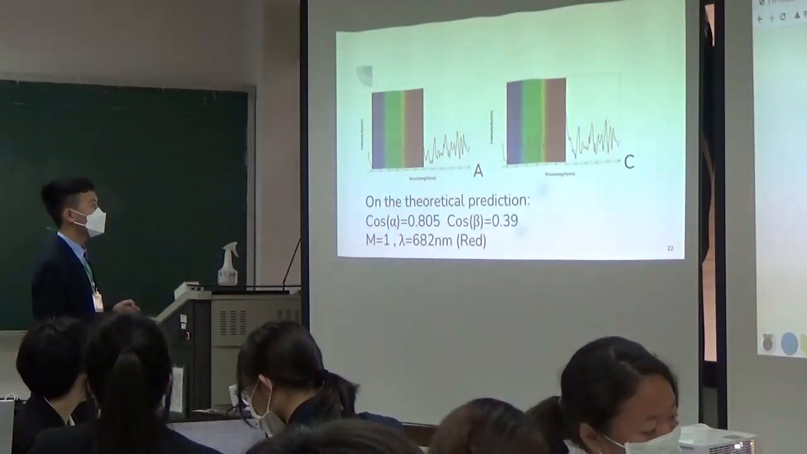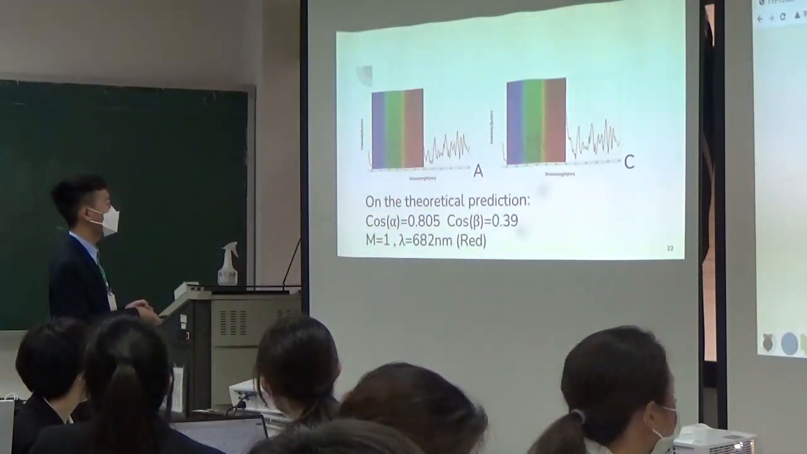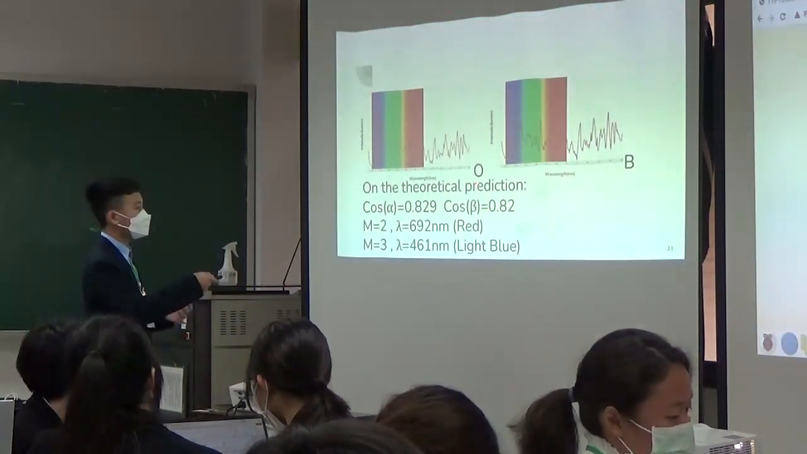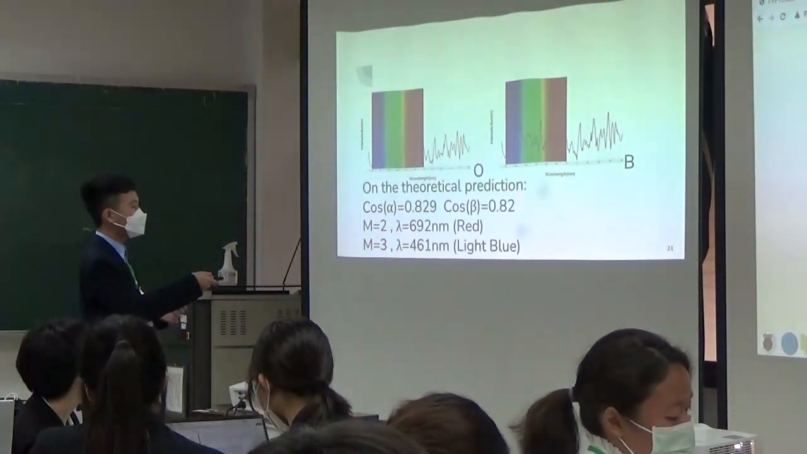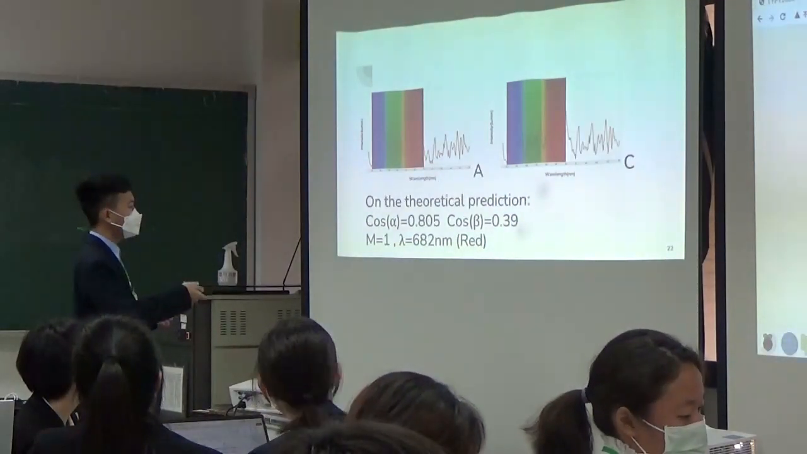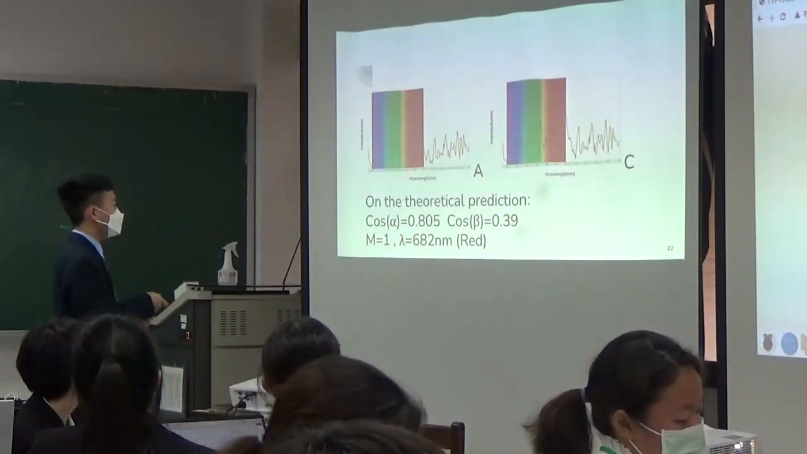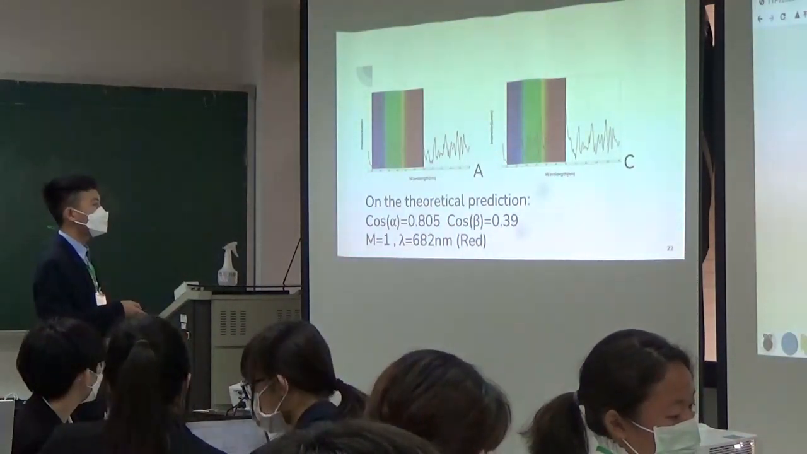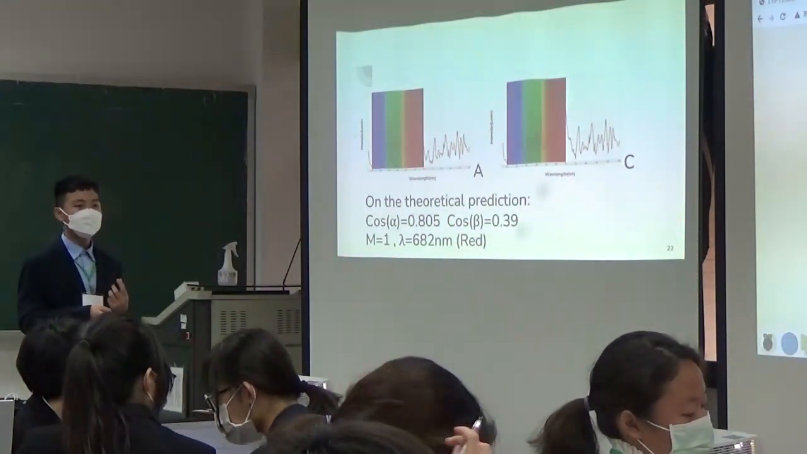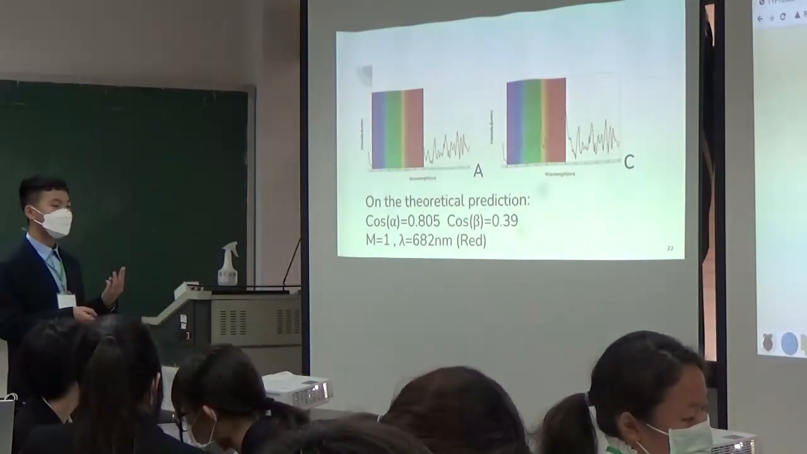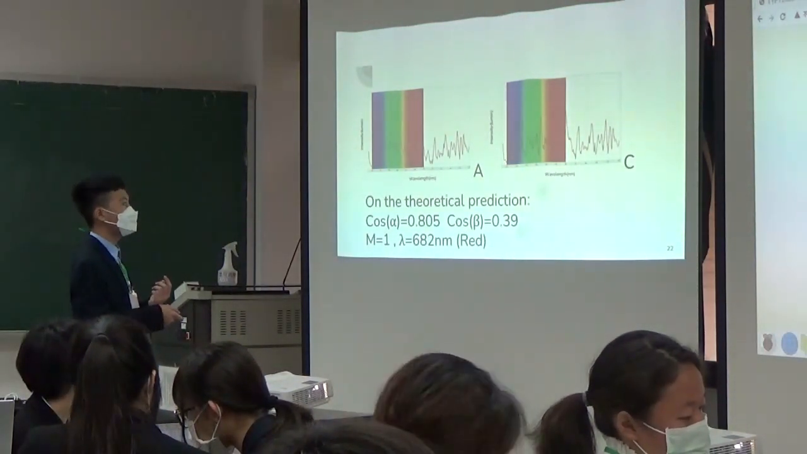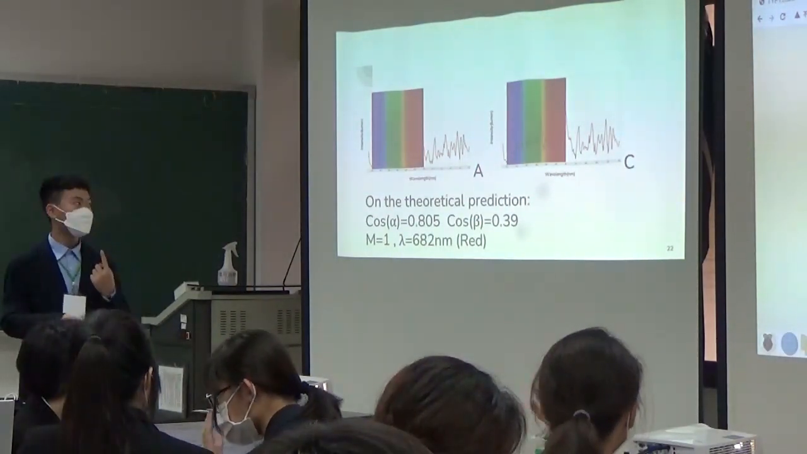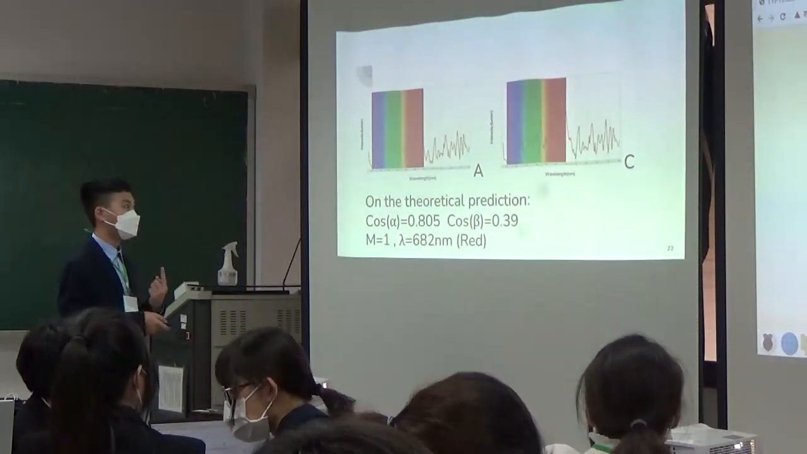So this is the third graph. When we change the cosine beta slightly, from 0.8 to 2.39, the lambda gets 682 when m equals 1. Then when m equals 2, it gets 341 in theory. So we predict that there is only one peak in the upper color line.